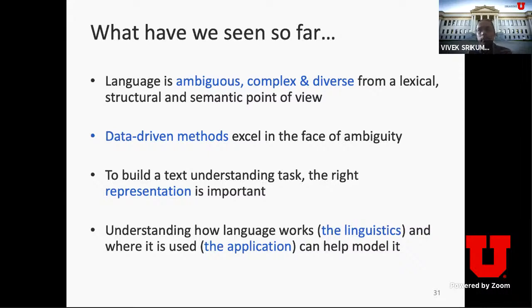We need to be able to build the right text representation. This is an idea from good old-fashioned AI. Actually, what we need to do in order to understand language is understand both the linguistic aspects of it and the context in which the language is going to get used.